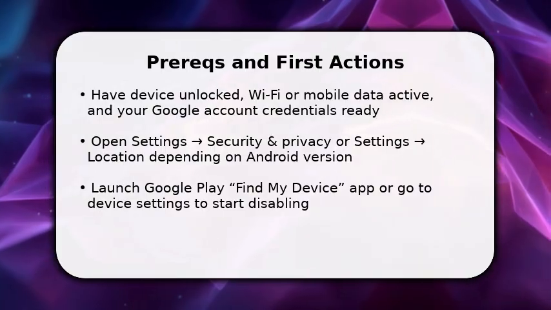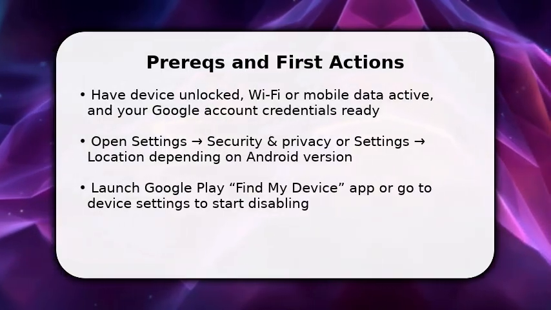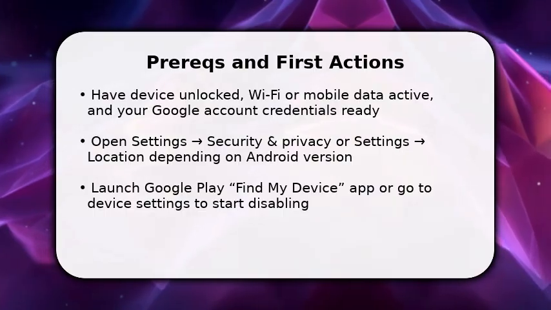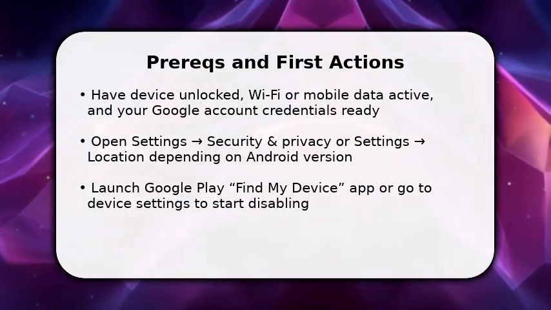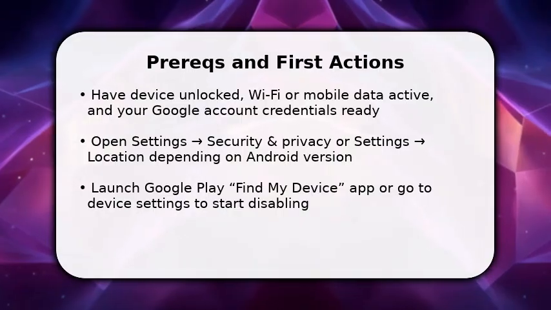Next, open the Find My Device app from Google Play if installed. You do this now to see current status and to prepare for disabling. It reduces guesswork and avoids accidental factory resets later.